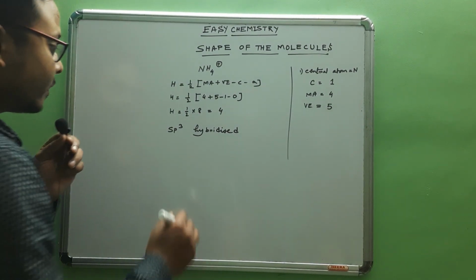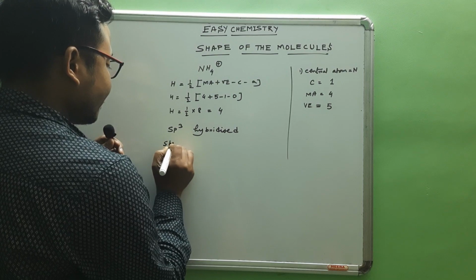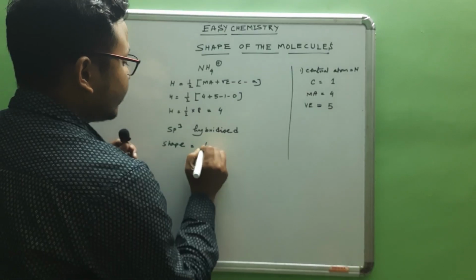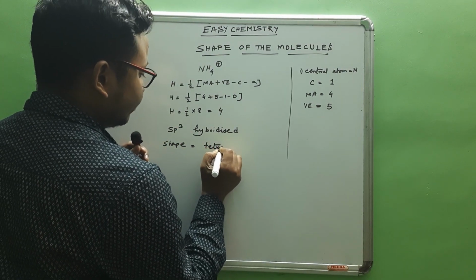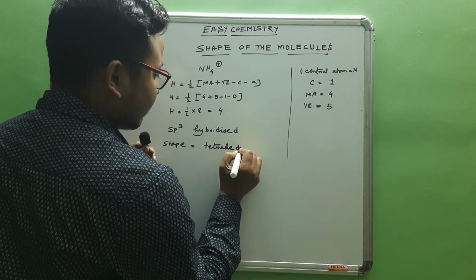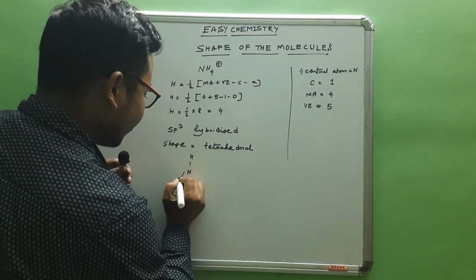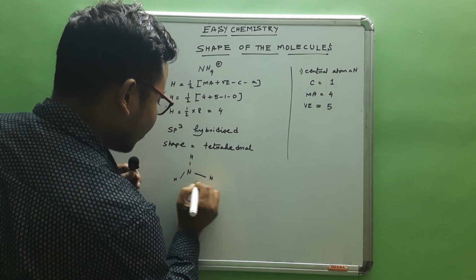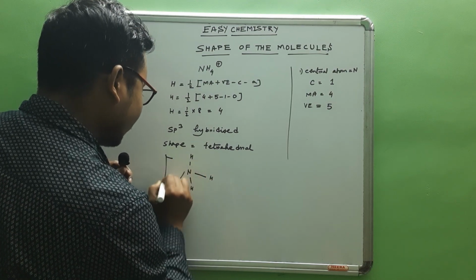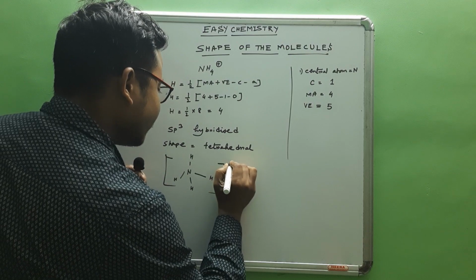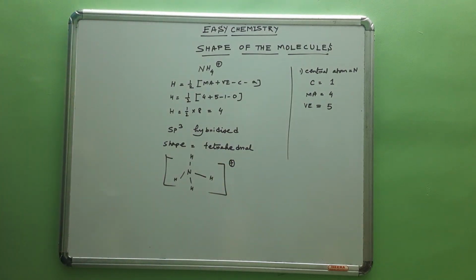So the shape is tetrahedral. This is the structure of the NH4 plus ion.